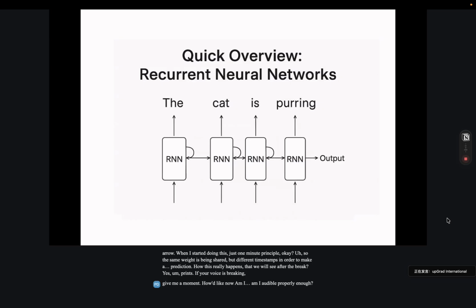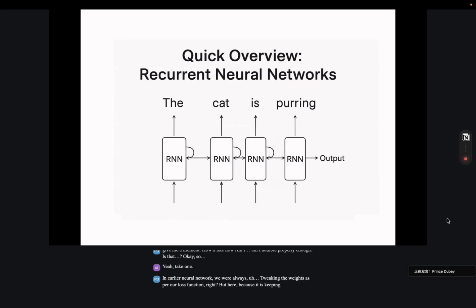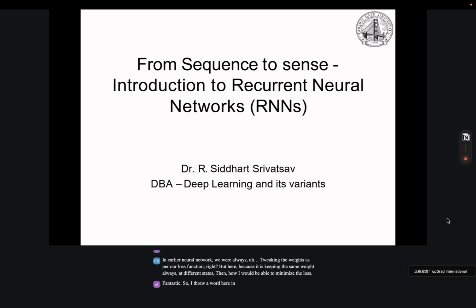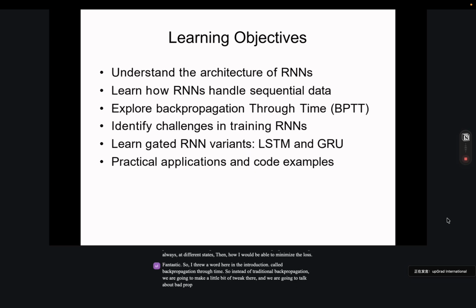So in the earlier neural network, we were always tweaking the weights as per our loss function, right? But here, because it is keeping the same weight always at different states, how would I be able to minimize the loss? Fantastic. So I threw a word here in the introduction called back propagation through time. Instead of traditional back propagation, we are going to make a little bit of a tweak there, and we are going to talk about back propagation through time, called BPTT.